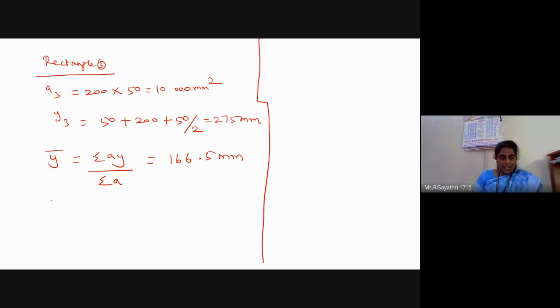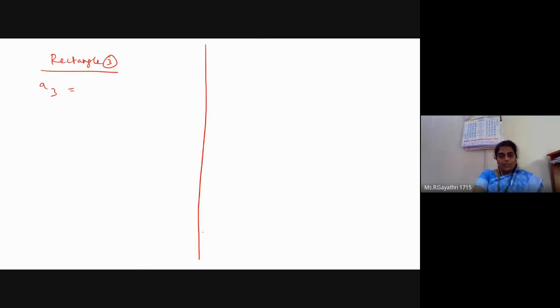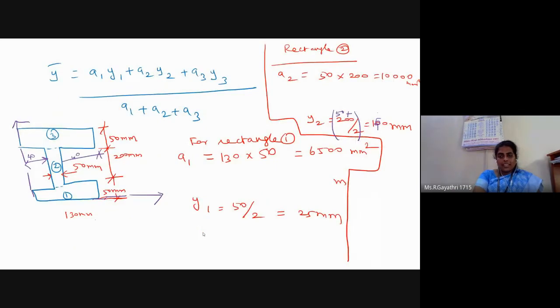Okay, next we want IYY. IYY is equal to IYY1, IYY2 plus IYY3. IYY1 equation is B1 cube by 12 plus A1. Okay, Y1 value 25.